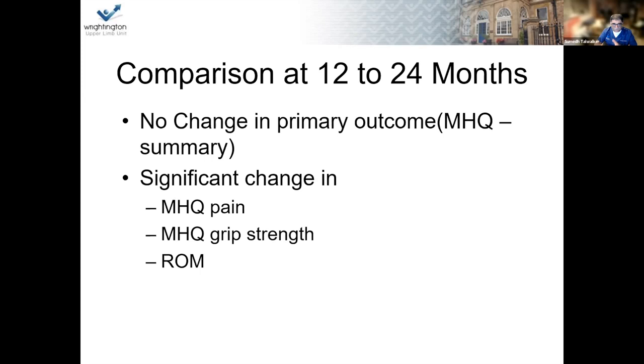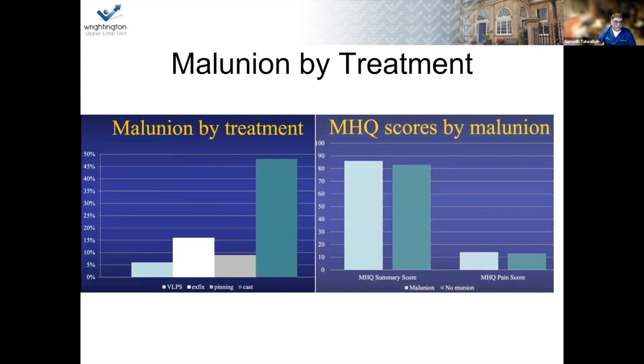This is manipulation by treatment, and this was something that the DRAFFT 2 trial looked at as well, where there was a significant rate of slippage when it came to casting, but effectively these patients did not appear to come to much harm. And in terms of outcomes, the cast seemed to do as well as volar plating or K-wiring.